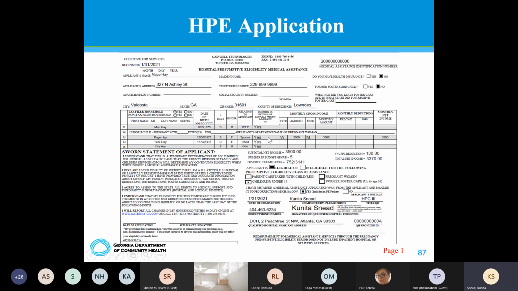And yes for the U.S. citizen question. Now she's the one with the income, so this is the line that we're going to put the income in. For the type, it was earned income, so you just put W. The amount is 3,500. The frequency is M for monthly because it was already in a monthly amount. So your monthly amount is still 3,500. The pre-tax and 1040 fields are blank because they didn't have any. So the monthly net income is still 3,500.